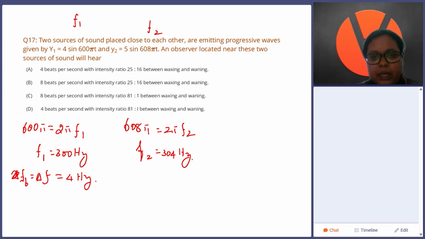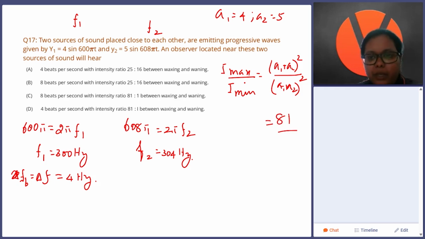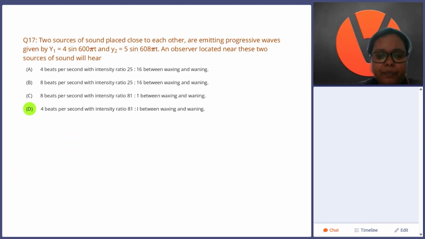We are having two options. And waxing and waning, they are asking the intensity ratio. So waxing and waning, what we know, I max divided by I min. So this is nothing but a1 plus a2 the whole square divided by a1 minus a2 the whole square. So what is a1? 4. What is a2? 5. Okay, so 4 plus 5, 9 square, 81, divided by 5 minus 4, it would be 1. So the answer would be 4 beats per second with intensity ratio 81:1 between waxing and waning.